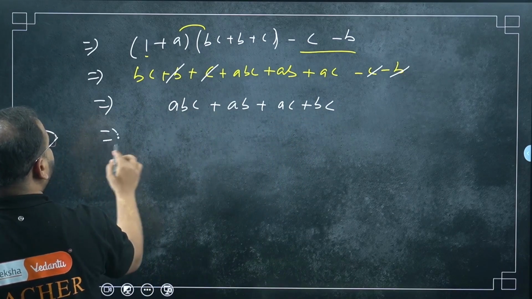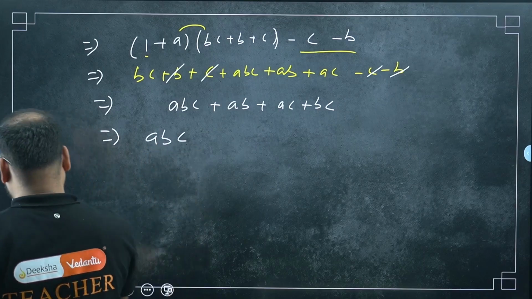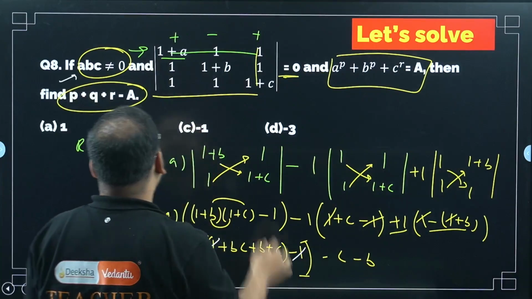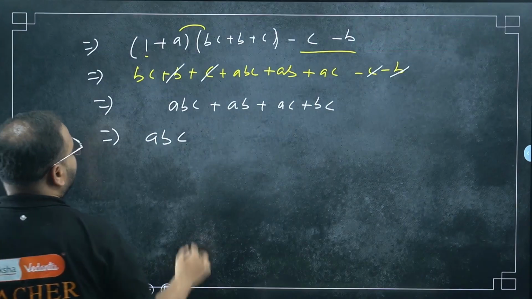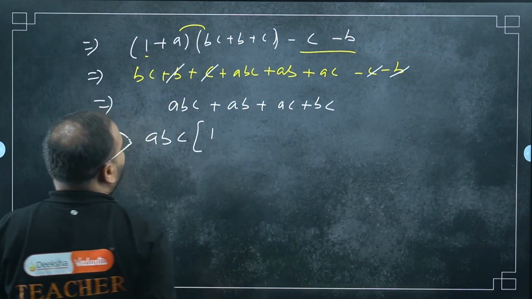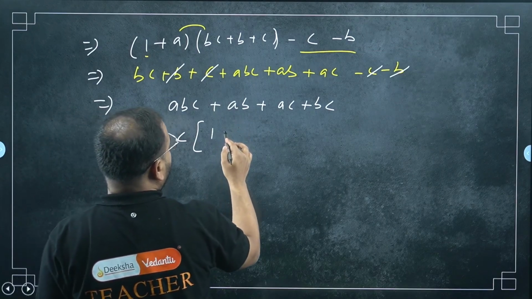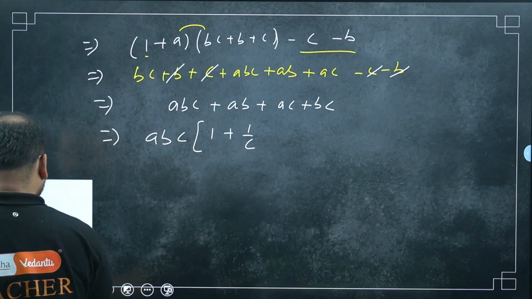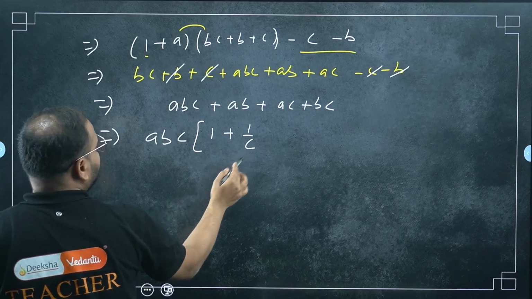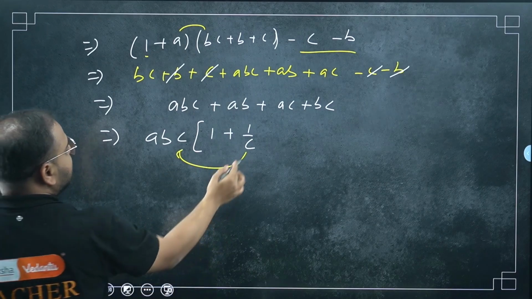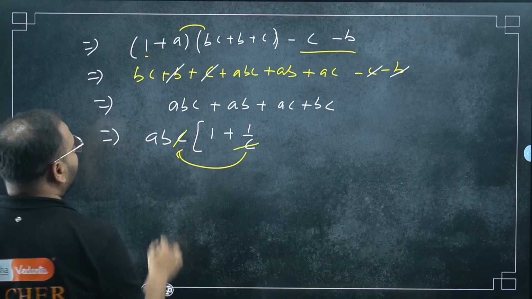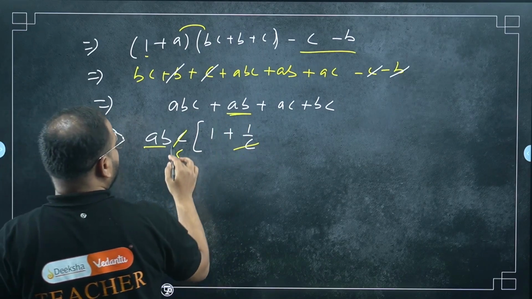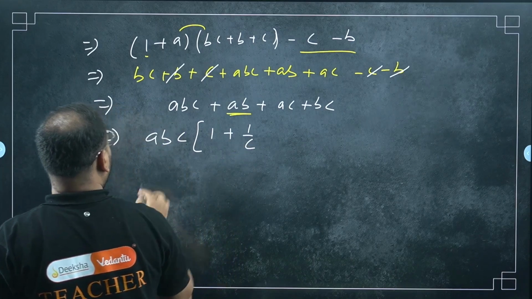Take ABC common. Why, sir? Why ABC common, sir? Because they have given something in terms of ABC. ABC is not equal to 0. That's why we are taking ABC common. So what is left in this bracket? 1. If I take ABC common from here, what does this become? 1 by C. How, sir? Please check. If I multiply this with this, what is left? C will cancel this C. What is left now? Only AB. Okay. So I can take ABC common and it will be 1 by C.